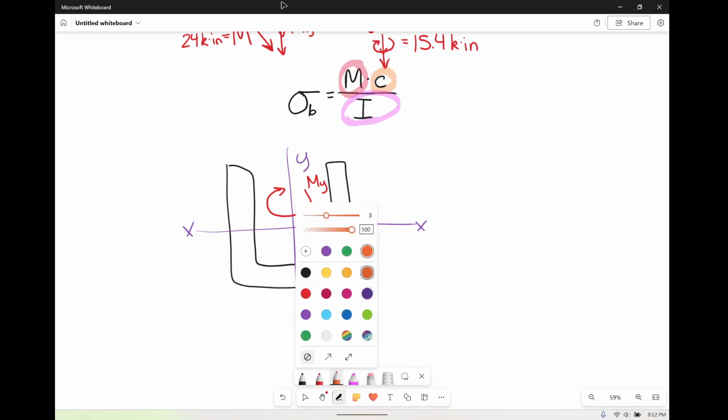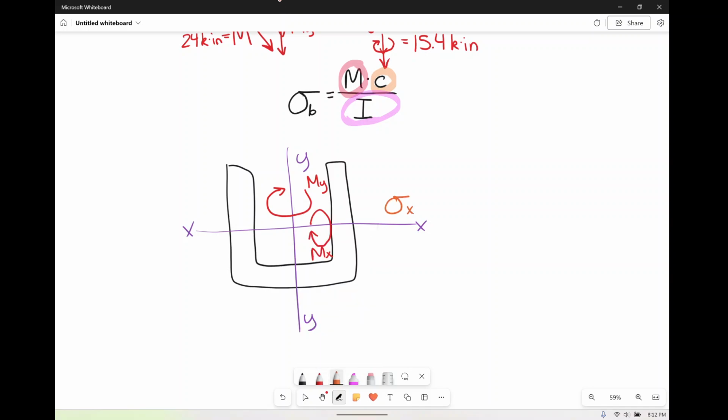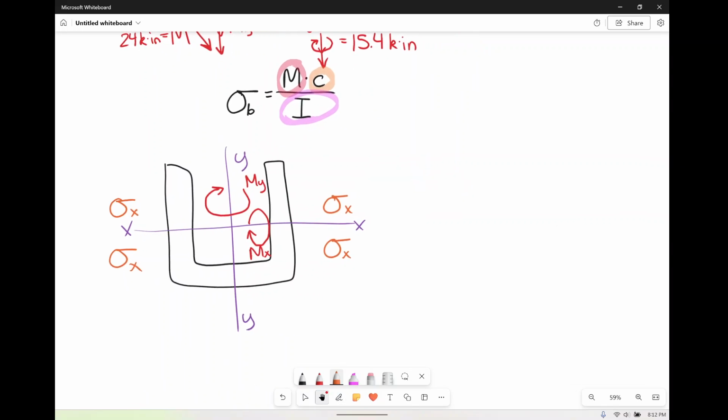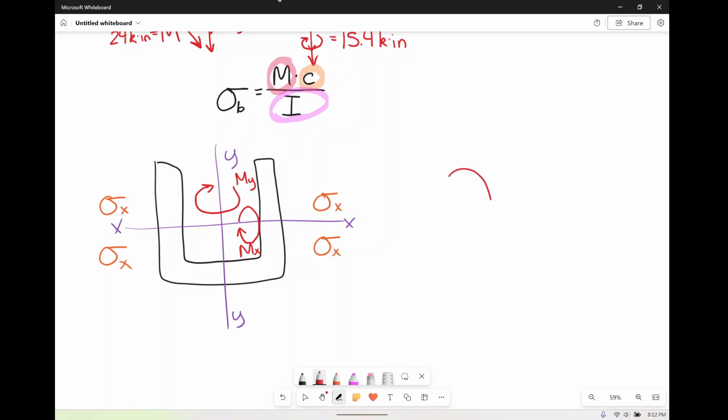So let's just kind of talk out our directions. We have sigma x's are going to be on both sides of the x-axis here. And based on our bending, let me remind you that coming out of the face and going into the face is going to create a moment. So again, where we're coming out of the top, that's going to be tension, and where we're going into the face, that's going to be compression. So coming out of the top is positive, going into the bottom is negative, same on both sides.